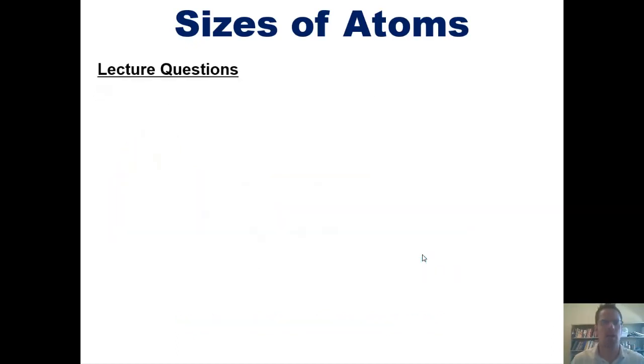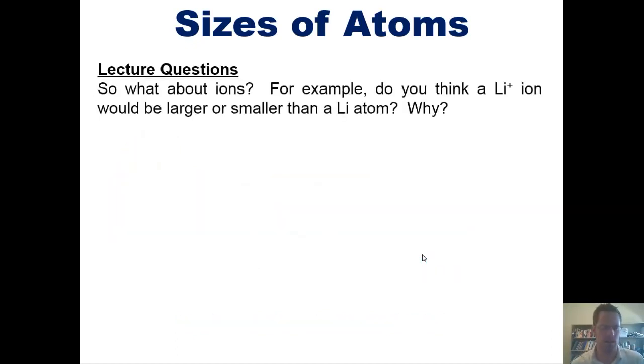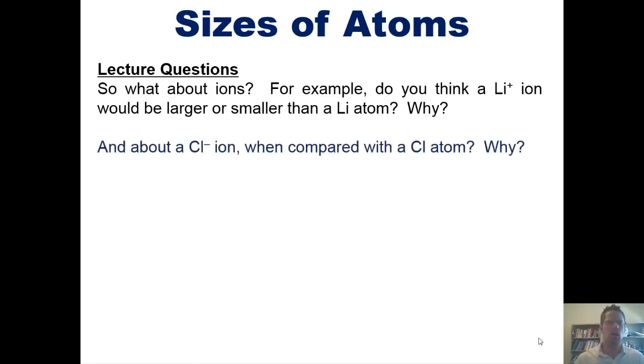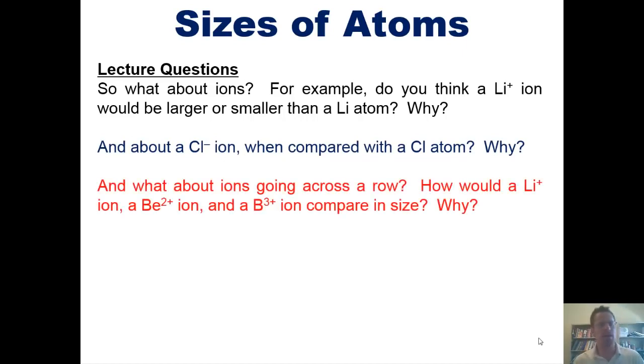This begs the question, what about ions? For example, do you think a lithium cation would be larger or smaller than a lithium atom? And why? And what about a chloride ion when compared to a neutral chlorine atom? And why? And what about ions going across a row?